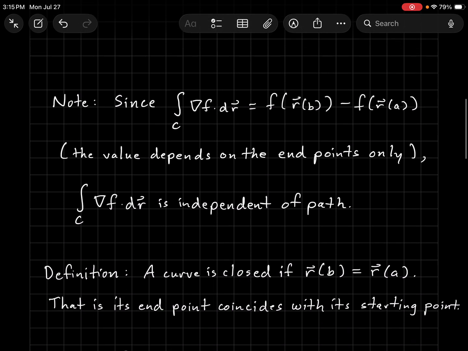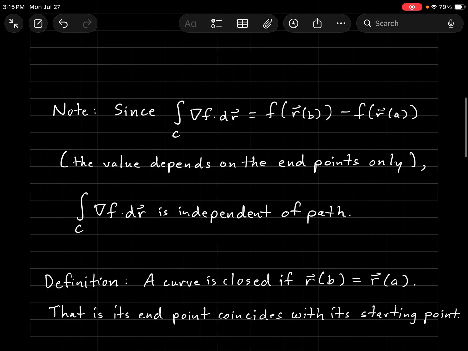Now, a quick note. In part 1 of the fundamental theorem of line integrals, we saw that the integral of the gradient dot dr equals the original function at the endpoint minus the original function at the start point, which means the value of this integral depends on the endpoints only, not on the path we take, which shows that the integral over C of gradient of f dot dr is going to be independent of path, always.